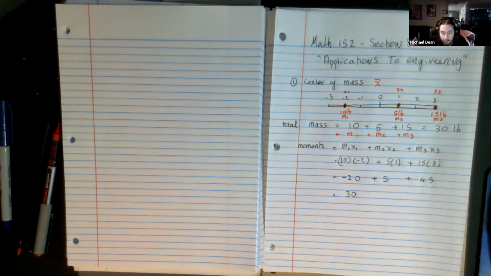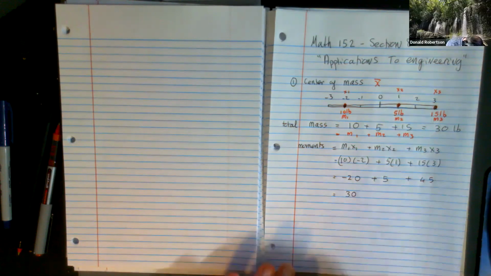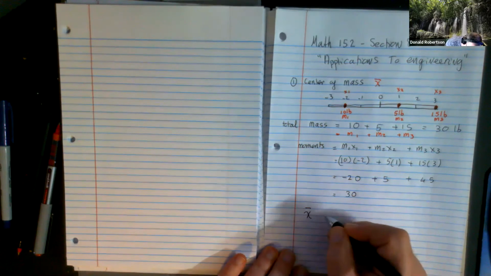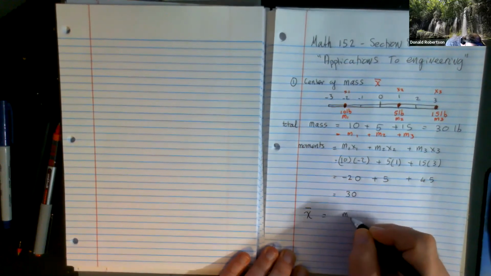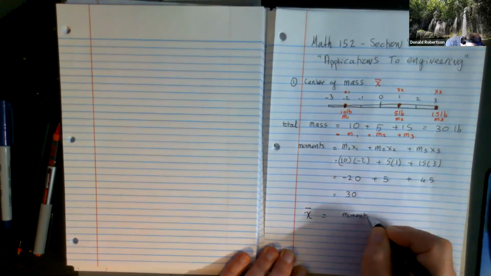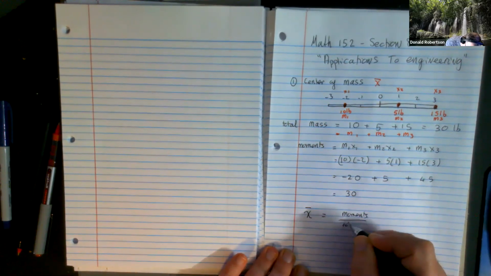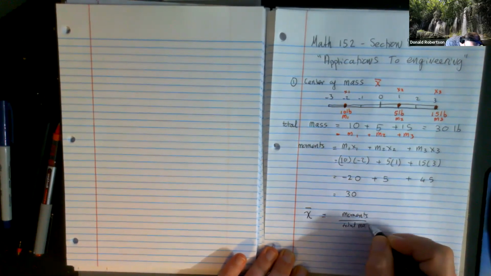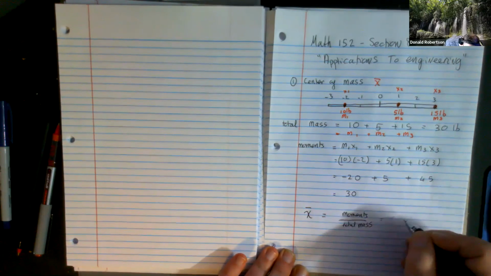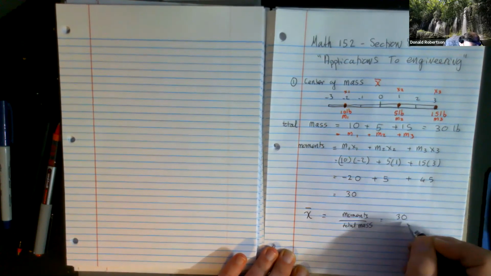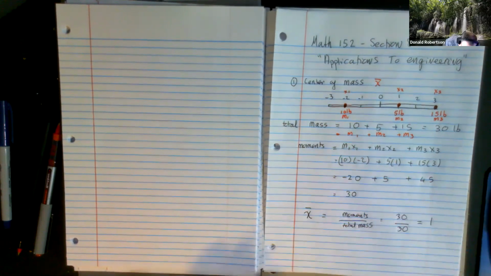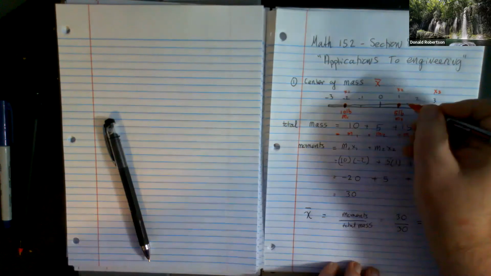Yeah. Right. So the center of mass X bar is the moments divided by the total mass. So basically you just divide those guys. 30 divided by 30. So exactly there.